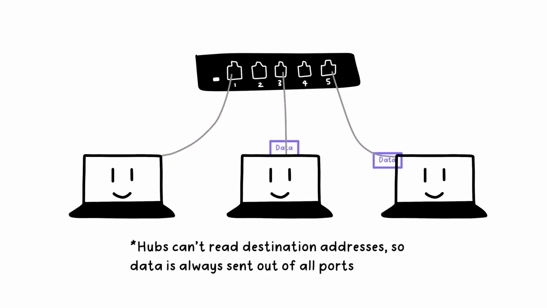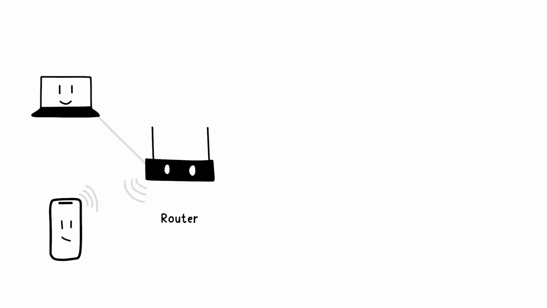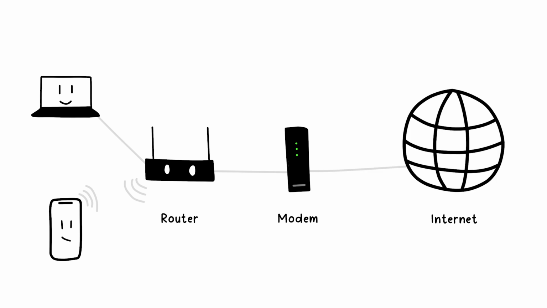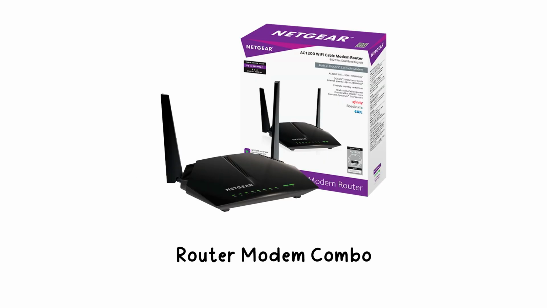This makes it really inefficient and unsecure to use, and are therefore obsolete and are no longer used anymore. In a typical home setup, the router is also connected to a modem, which is what connects your home network to the internet through your internet service provider. Some routers also come with built-in modems, making your setup just a tad bit cleaner.